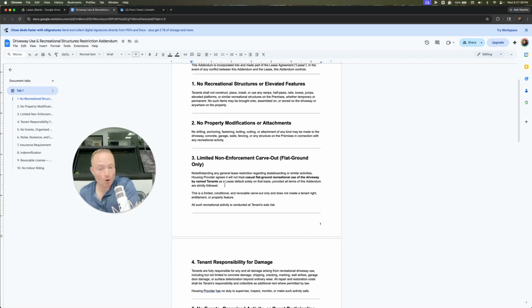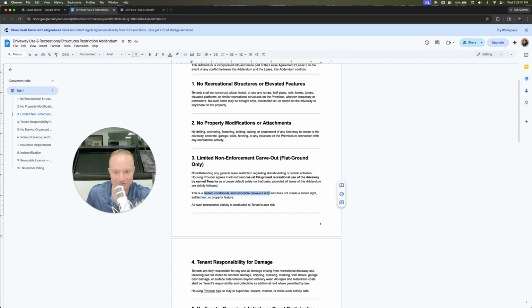So it's still part of the lease, right? No skateboarding is still in the lease, and they've agreed to it happily. But again, what this addendum says is that we're not going to enforce that part of the lease if you follow these guidelines and rules, right? And it's also limited, it's conditional, and it's a revocable carve out, right? So we can revoke this at any time. Obviously that's not our intention.